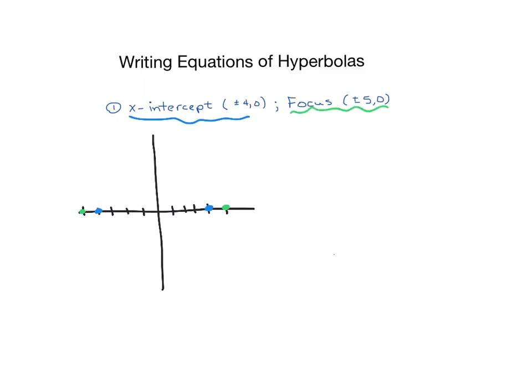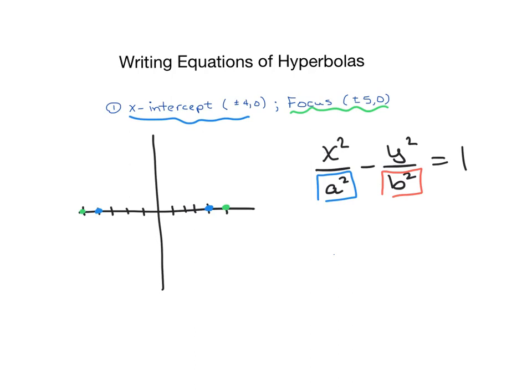Remember, the focus and the vertices are always on the same axis. So right away I can see that my vertices are touching the x-axis. So this is going to tell me that the x squared is going to go first. It's always a subtraction sign. So it's going to be x squared, then y squared, and a squared is always under the first one, and then b squared, and it's always set equal to 1.